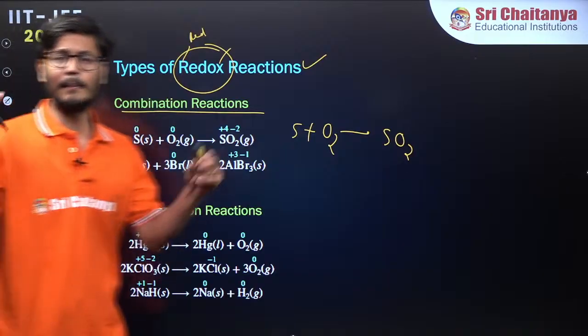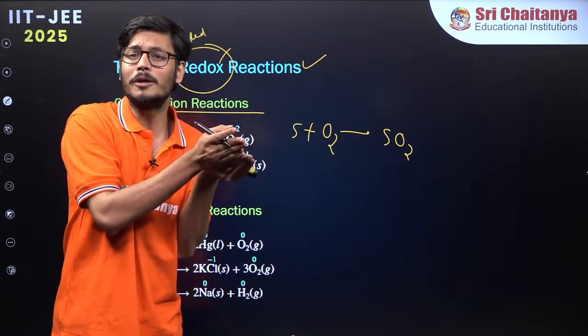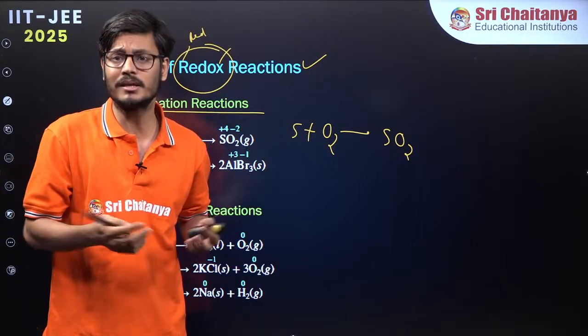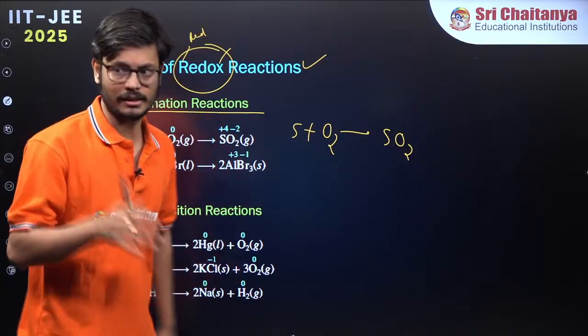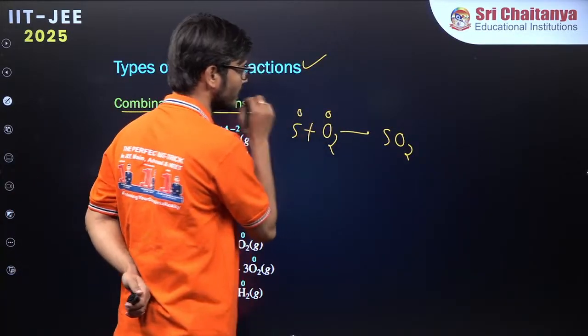Combination: if I combine two elements and a new compound is formed, and if reduction and oxidation both have happened simultaneously, that is called a combination redox reaction. Let us see. Sulfur has oxidation number 0, oxygen has oxidation number 0.